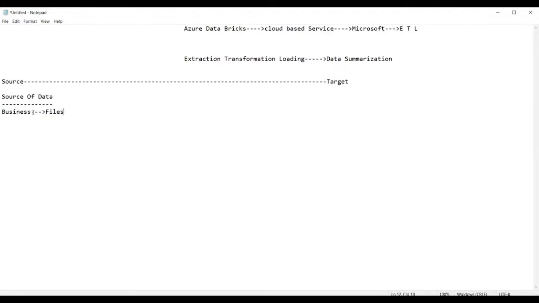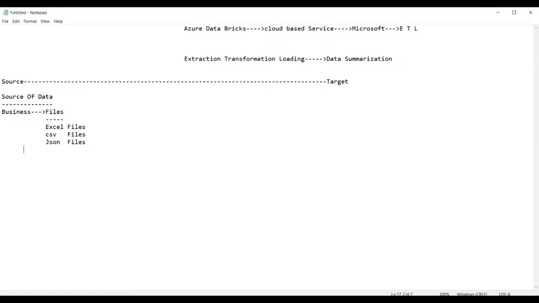Whereas this data is recorded in the form of what? Files. So what are the types of files you have? The files are the following. We can have Excel files. And we can have CSV files, which stands for comma separated value files. And you have JSON files. JSON stands for JavaScript Object Notation files.